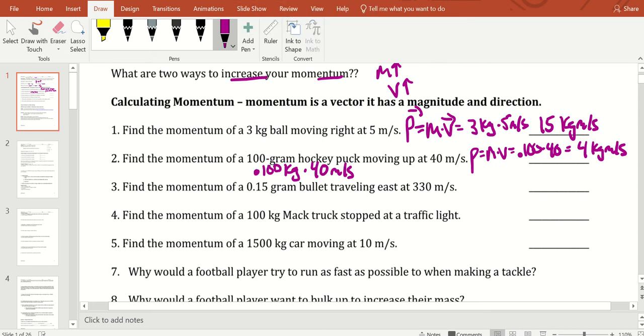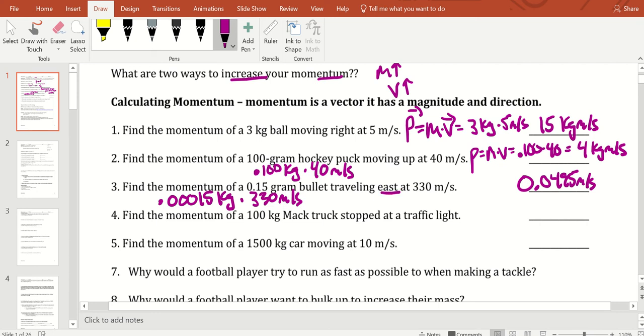Number 3, find the momentum of a 0.15 gram bullet traveling east at 330 meters per second. So it's going to be 0.00015 because we need to make sure we're in kilograms, times 330 meters per second. When I multiply that out, I get 0.0495 kilogram meters per second.